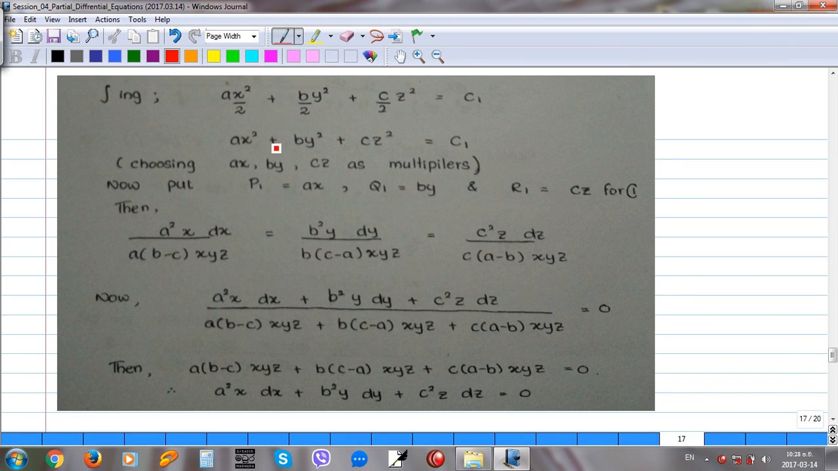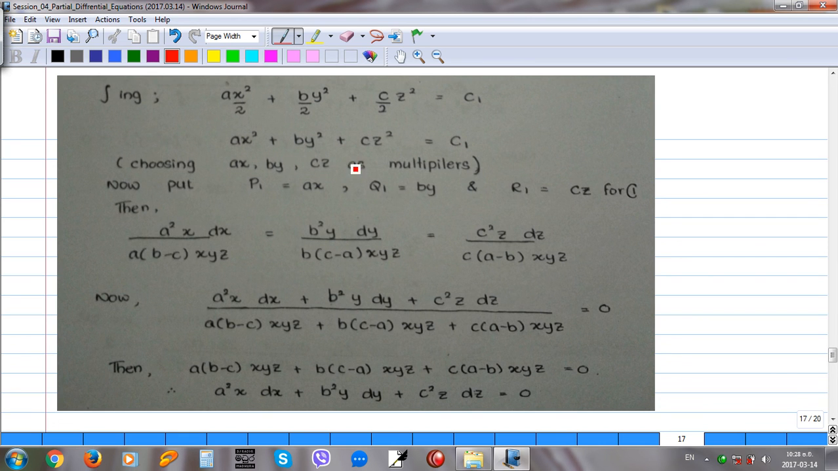Then you can multiply this by 2, which again comes as a constant 2c1, again equal to c1. If you need, you can remain with this as c1, or if you multiply by 2, you can take 2c1 as another constant. Then ax square plus by square plus cz square equals c1.